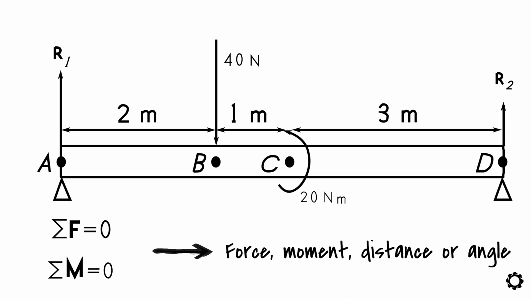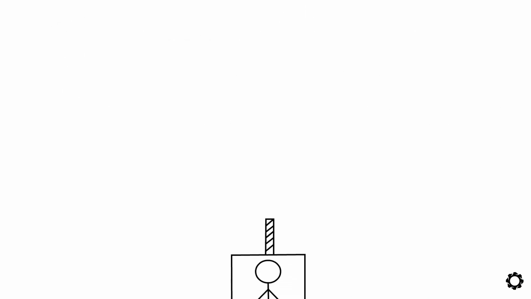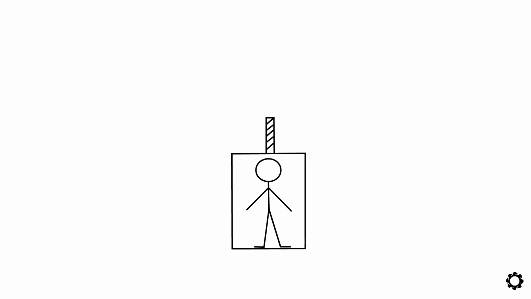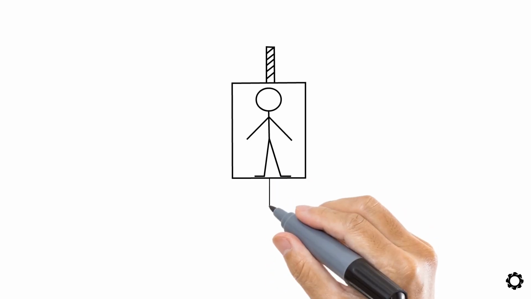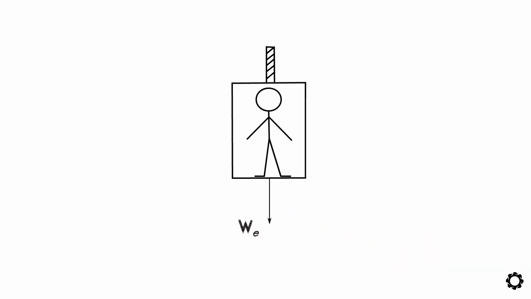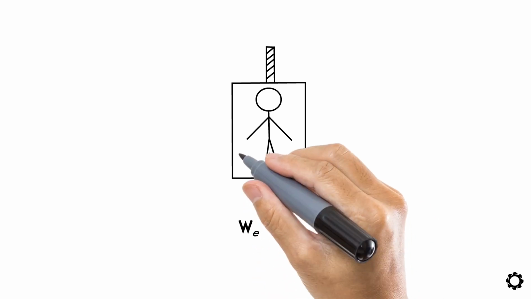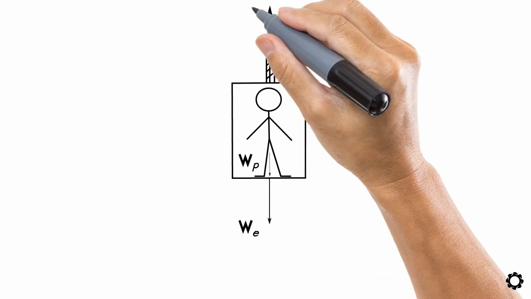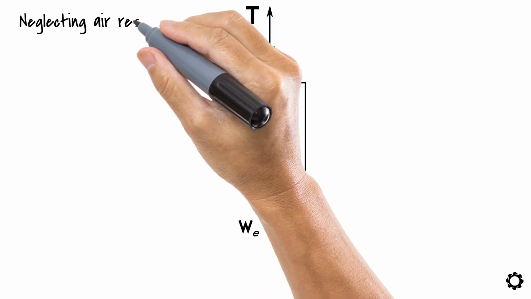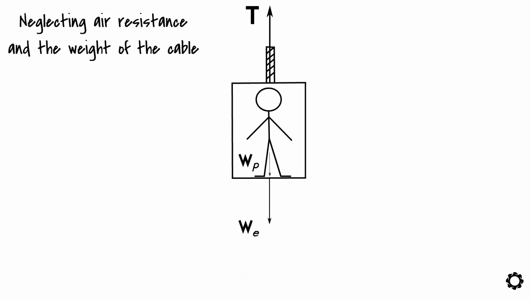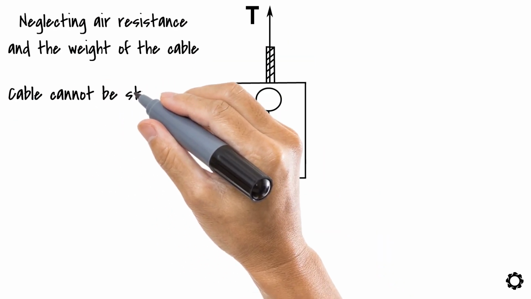Let us present one example so that this becomes clearer to you. Imagine an elevator which moves with a steady speed with a traveling passenger in it. There are 3 forces that are being applied on the elevator. The elevator's own weight, WE, the weight of the passenger, WP, and the driven force, T, which is provided by the cable. Notice that we have made some simplifications such as neglecting the air resistance and the weight of the cable. We have also assumed that the cable cannot be stretched.